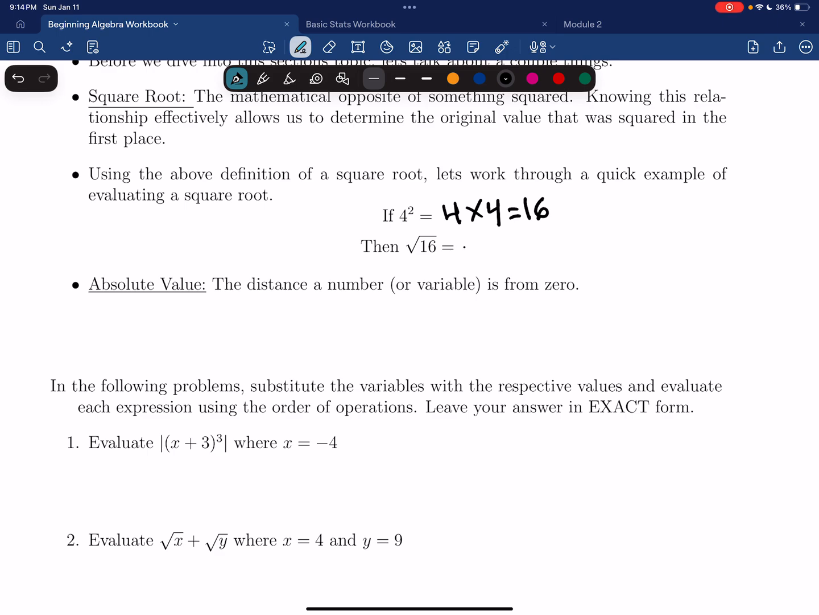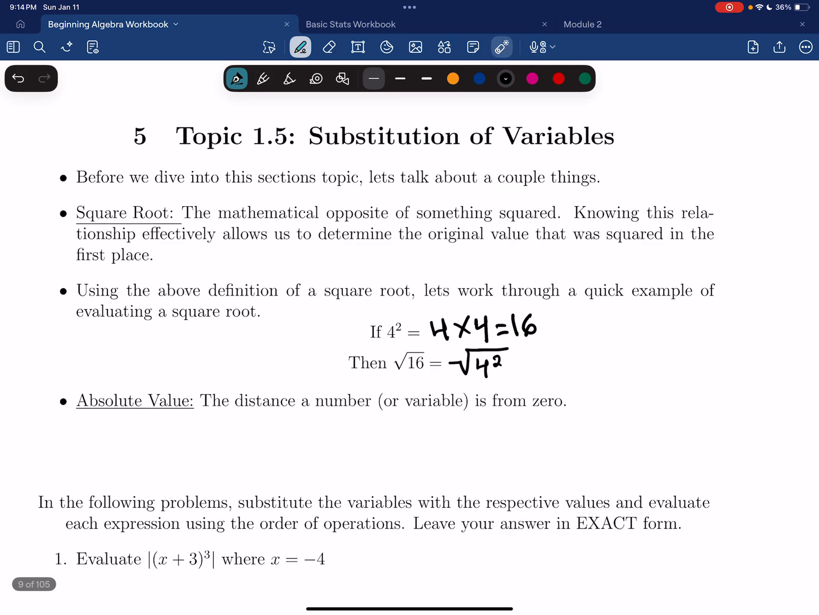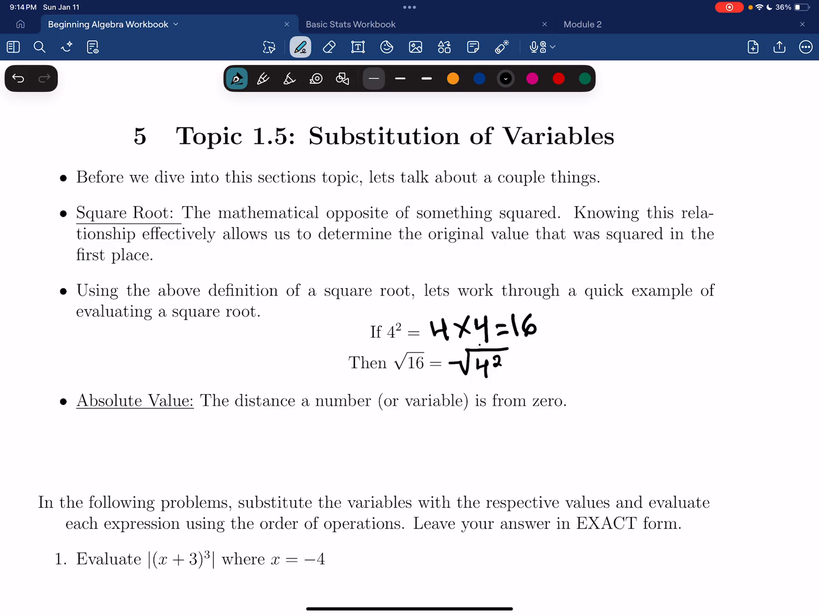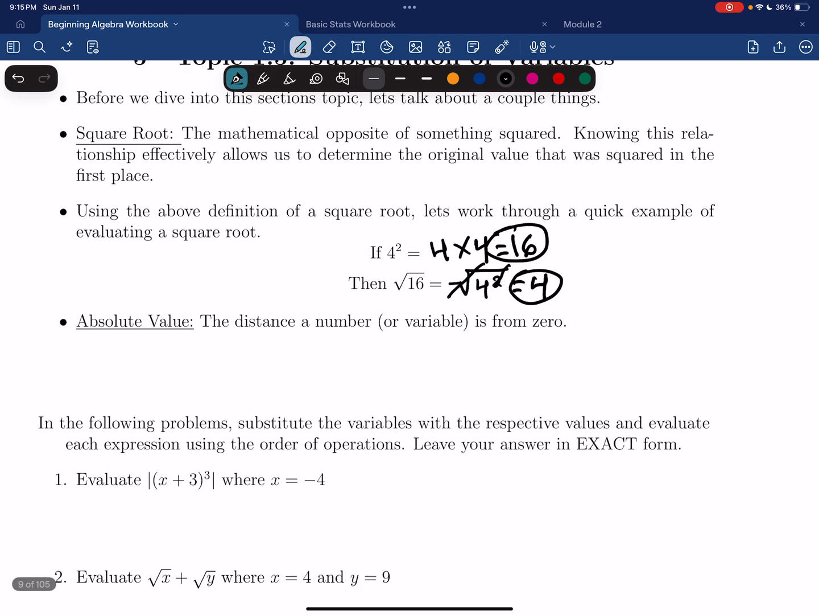We know 16 is equivalent to 4 squared. And since the square root is the opposite of something squared, essentially the square root and the squared cancel, and we just get 4. So the square root of 16 equals 4, and 4 squared equals 16. Notice that relationship there. The square root is the opposite of something squared, just as addition is the opposite of subtraction, and division is the opposite of multiplication.